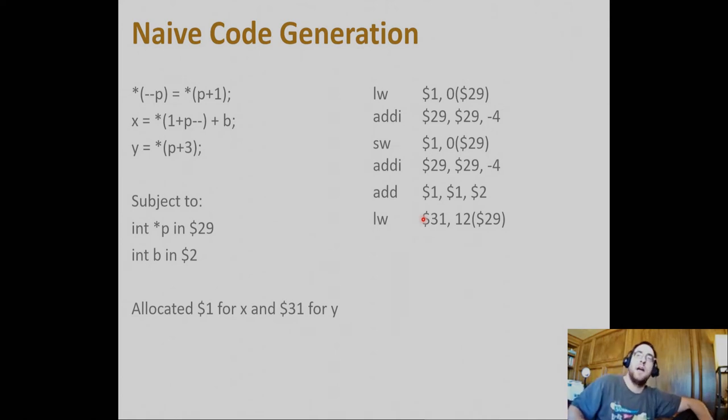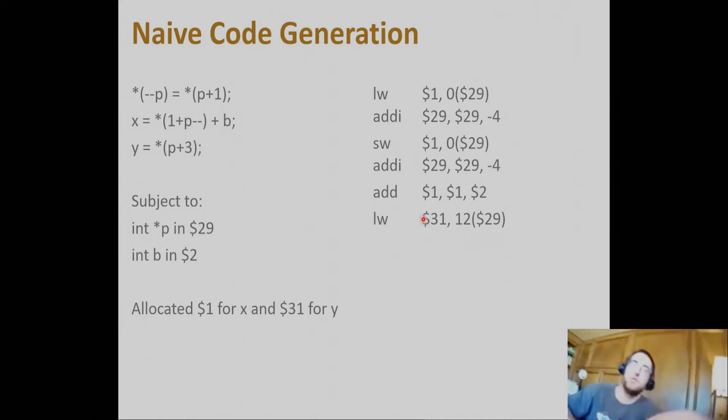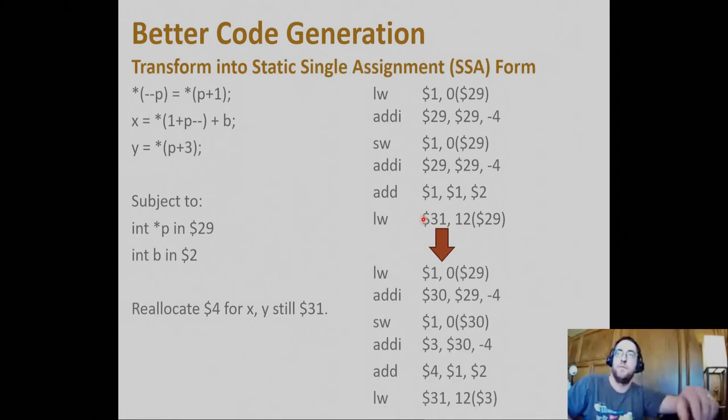And the compiler allocated a temporary register $1x and $31 for y. That's fine. Another better code generation uses something that is called static single assignment form in compilers, which means that you only make one assignment to a variable. You never reassign a variable. So in this transformation, we don't reuse the name 29. Here we use the name 30. So before we had this add I 29, 29 minus 4, there's no reason we have to put this in 29. We can put this in 30.